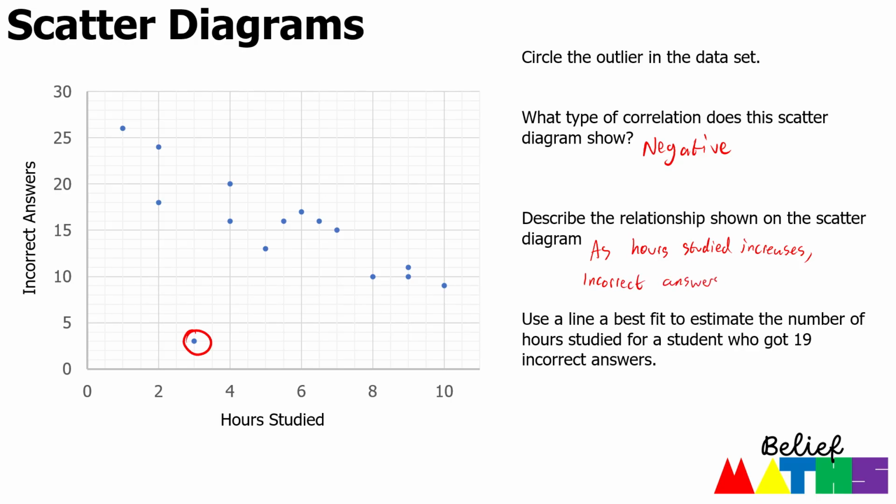And then this is the only time we actually have to think about what our graph's telling us. As hours studied increases, incorrect answers, we can see that number's going down. So we can just say that decreases, because the trend is negative.